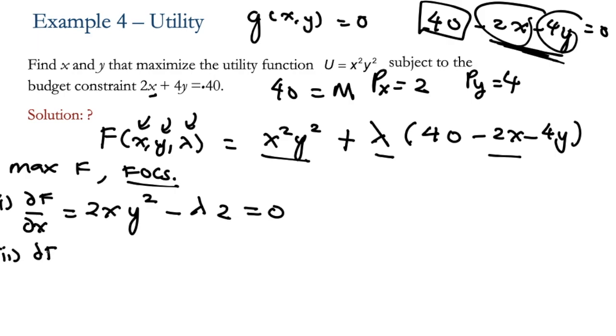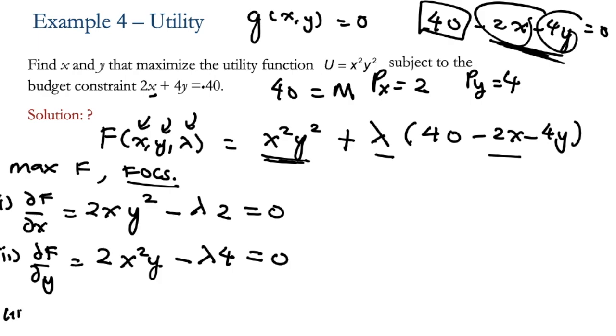Secondly, delta f over delta y. Differentiate this with respect to y, you get 2x squared y, isn't it? And then plus lambda attached to minus 4y, differentiate becomes lambda 4. Don't forget to equate it to 0. Without equating it to 0 is wrong.